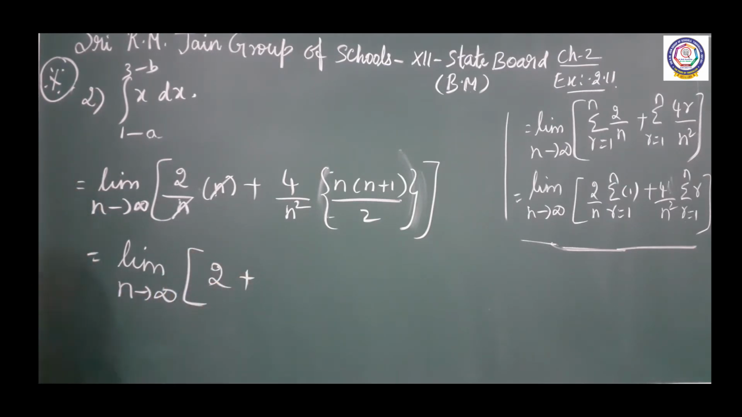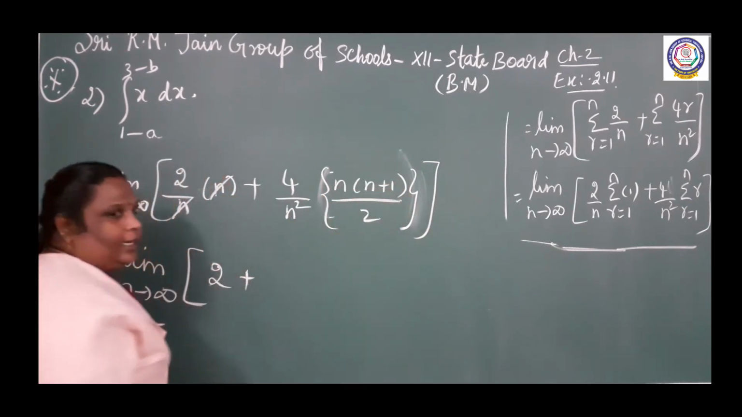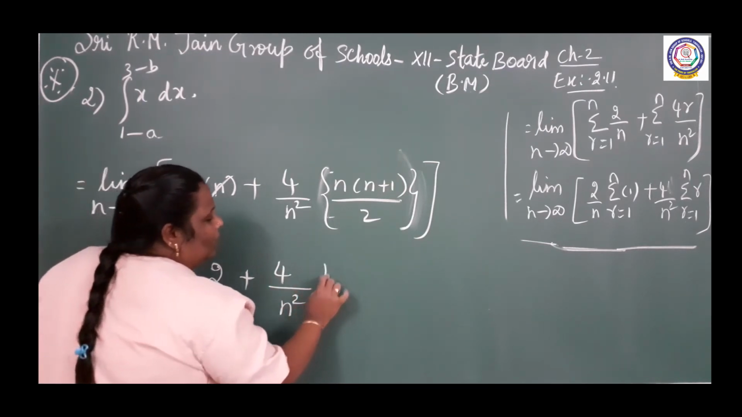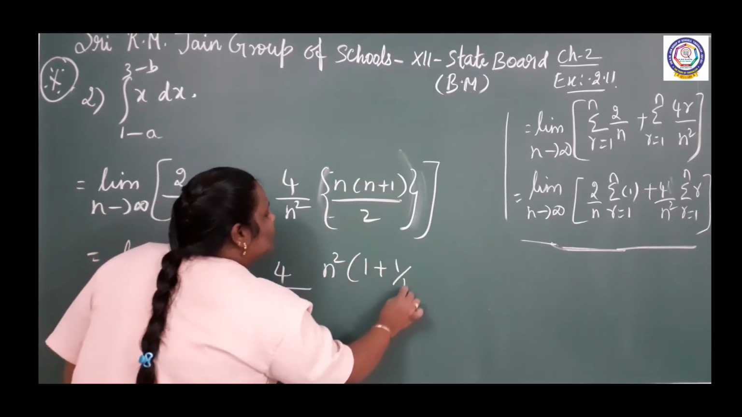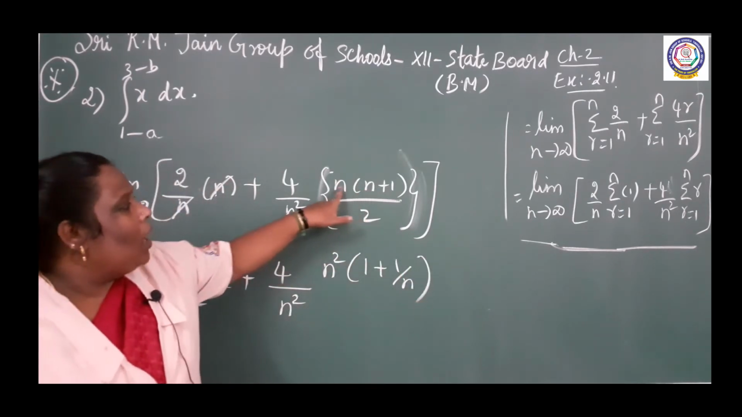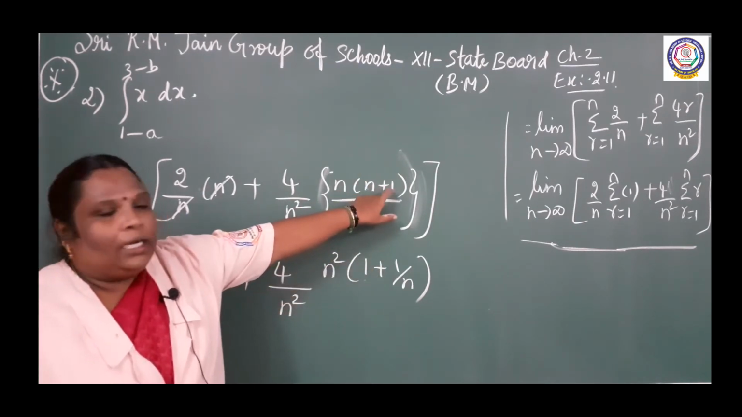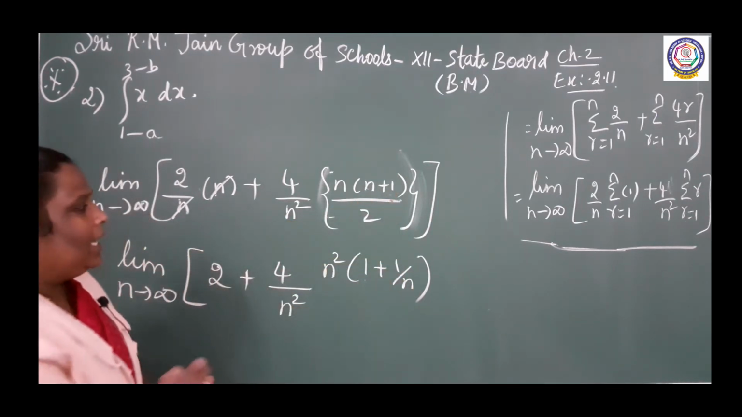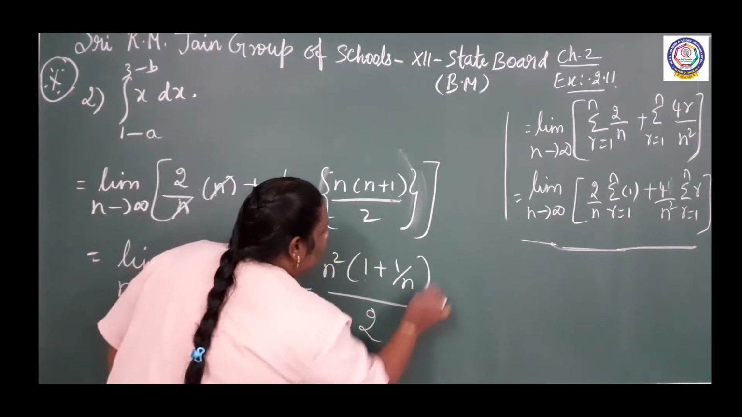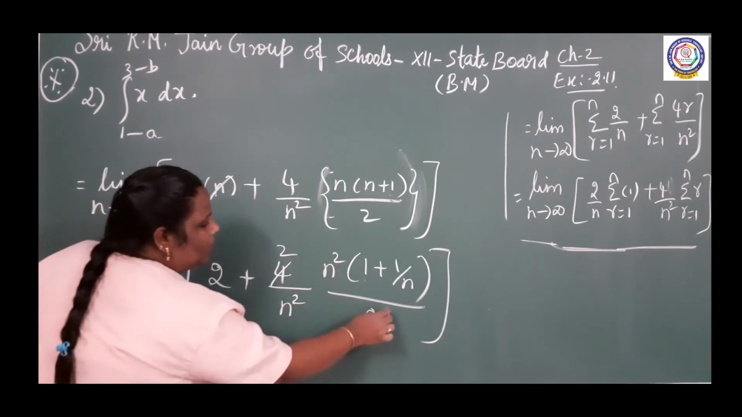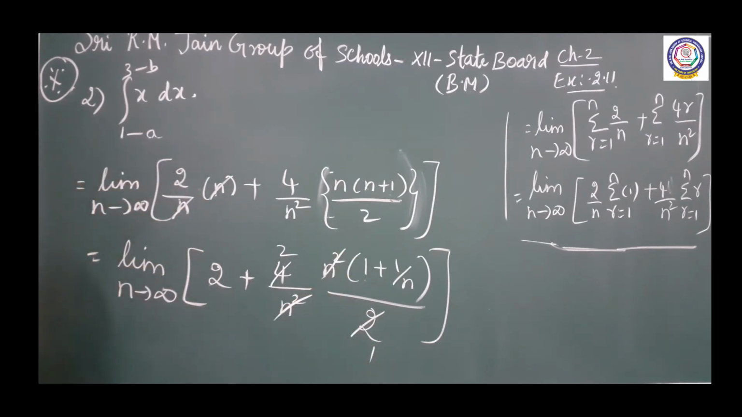Limit n tends to infinity, 2 plus, you can take n commonly out, but n is not here, so you can write it as 1 by n plus 4 by n square into n square into 1 plus 1 by n by 2. So I can take n out, n into n square. This term becomes 1, but the n term is not here, so I can write it as 1 by n by 2. The two 2s cancel, and the n square gets cancelled.